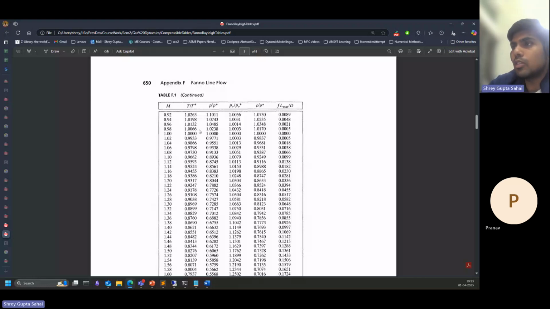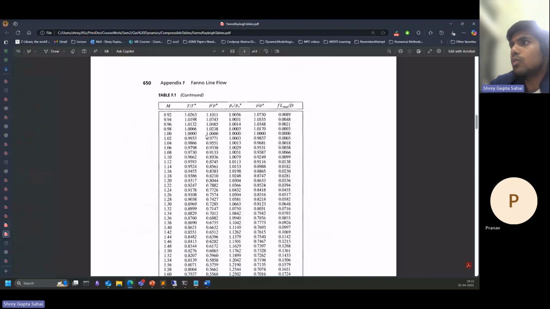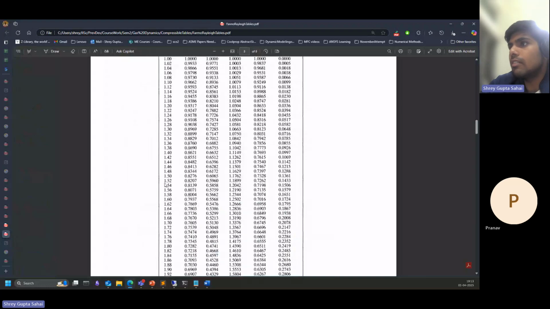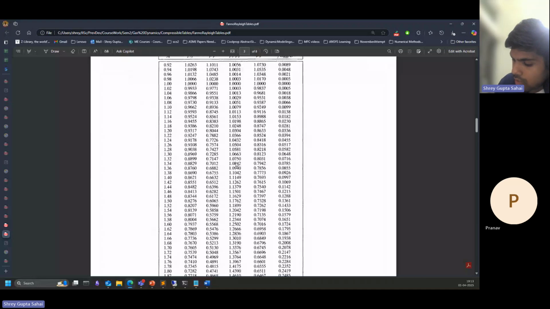Before the oblique shock, the Mach number was 1.45, right? So corresponding to that value, we will find P naught by P naught star, so that we can find the P naught star value. For 1.45, this value is close to 1.14, and P naught star will be 1 bar divided by 1.14.